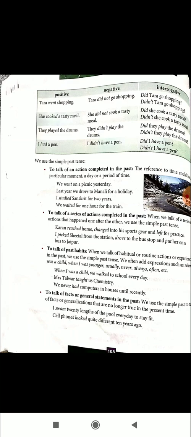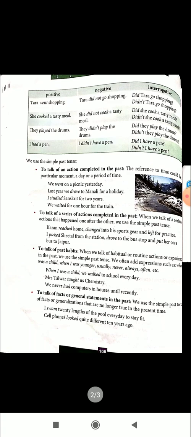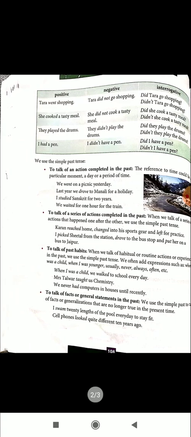Second, to talk of a series of actions completed in the past. When we talk of a series of actions that happen one after the other, we use the simple past tense. Karan reached home, changed into his sport gear and left for practice.